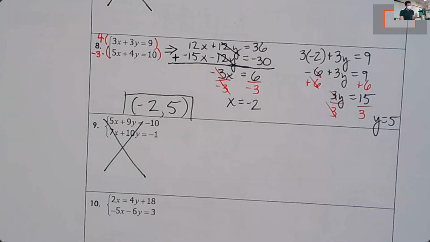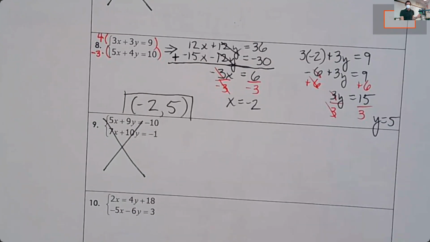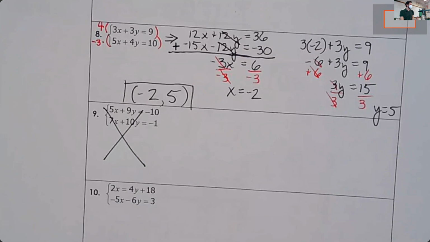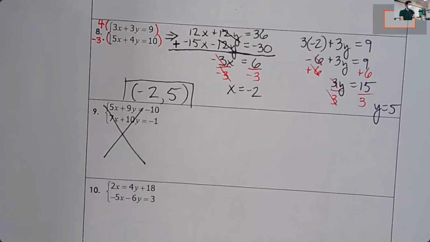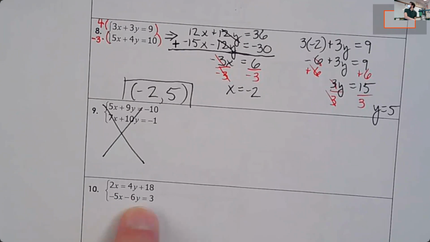So I was mentioning yesterday that standard form is usually the form that you will see most elimination problems in. Everything we've seen today, both equations have been in standard form. X, then y, then the regular number on the other side of the equal sign. Number 10, the second equation is already like that. The first equation, however, is not. The first equation has x on one side and then y on the other.